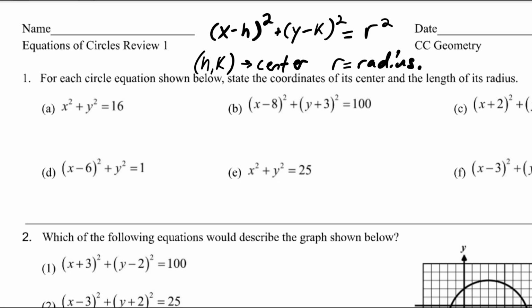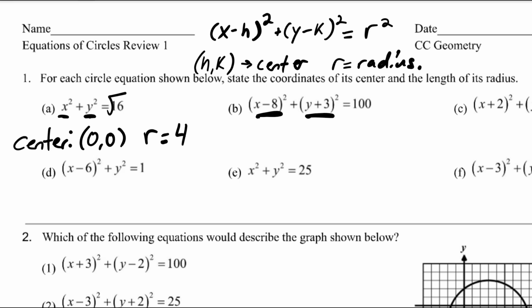So if I'm trying to identify the center and the radius from an equation, notice no number is being subtracted from x or y here. So that would lead me to conclude that my center is at the origin, 0, 0. To get my radius, I just take the square root of whatever that last number is. If it's a perfect square, good for me. If not, I could leave it as a radical. So for that first equation, the center is 0, 0, and the radius is 4.